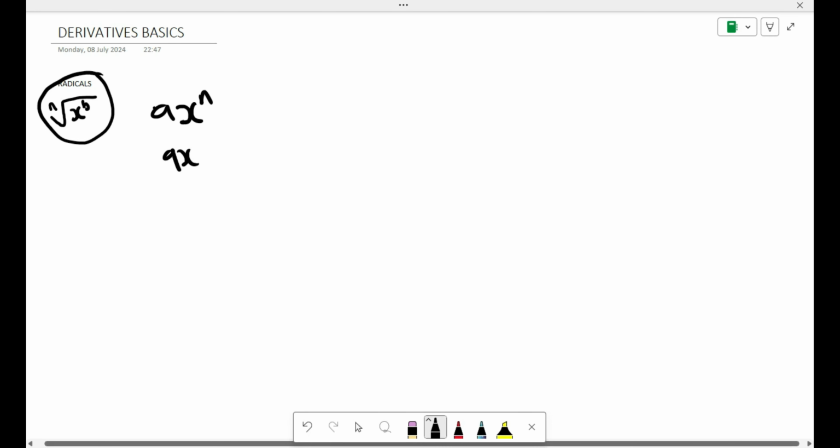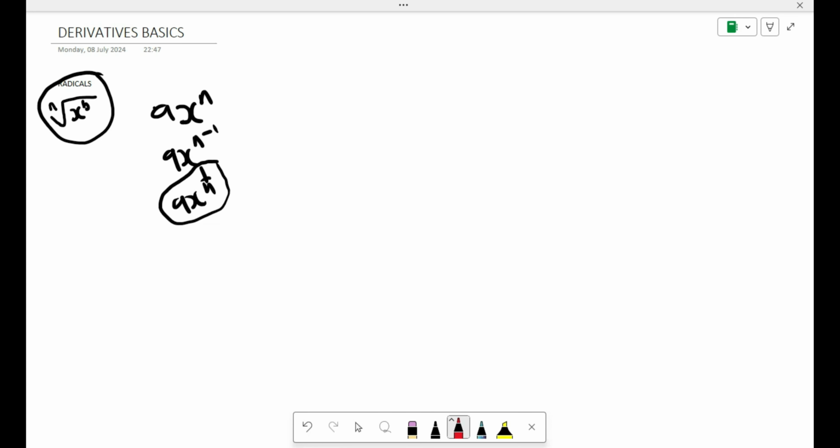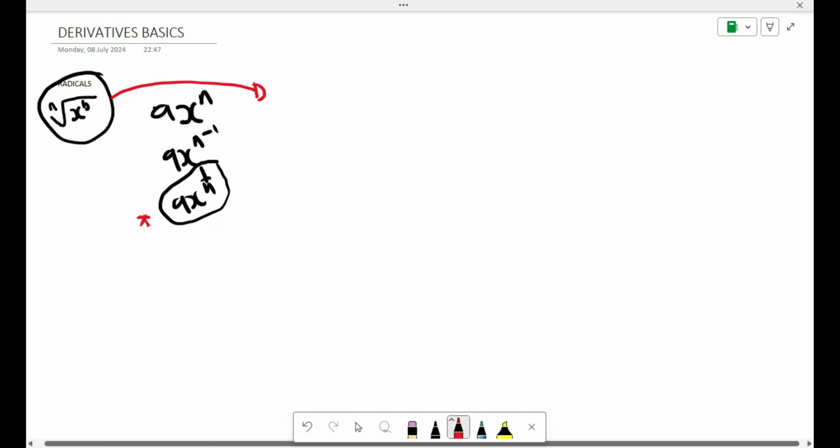Like a x to the n, or a x to the negative power, which is a x to the 1 over n. So the aim is to get it to this form, basically. This is the main aim of the day. So let's take this one to start with.